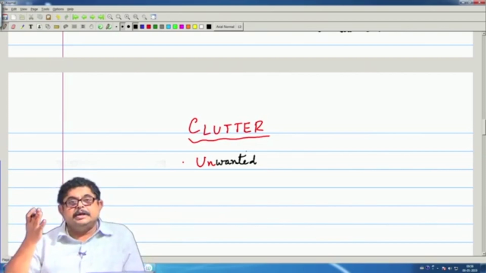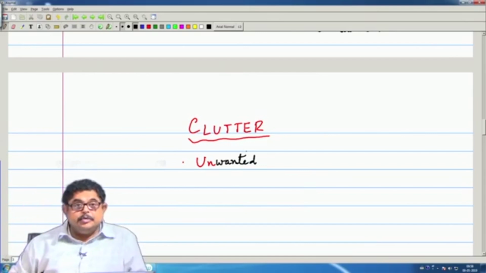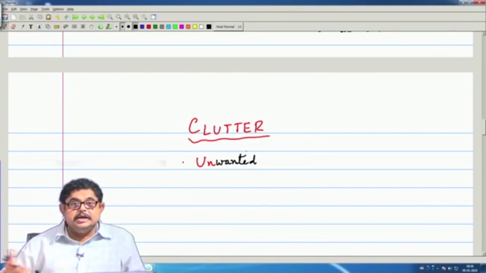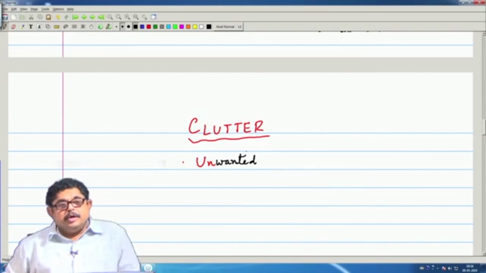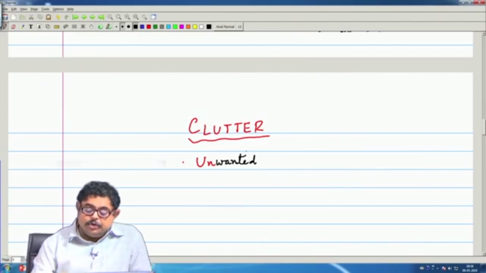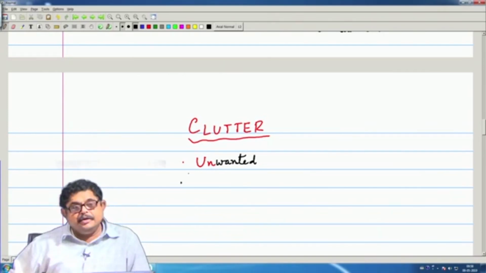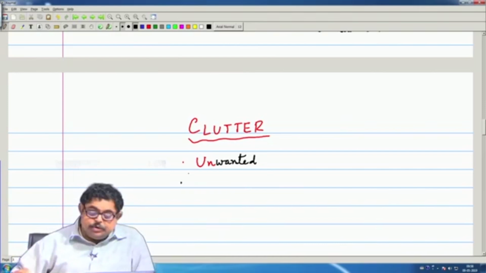I gave an example of an aircraft flying near a hill, or when the radar is looking and there is sea which has a large amount of ocean waves. Then wind, etc. So, unwanted things: rain, then birds, hills, all this.